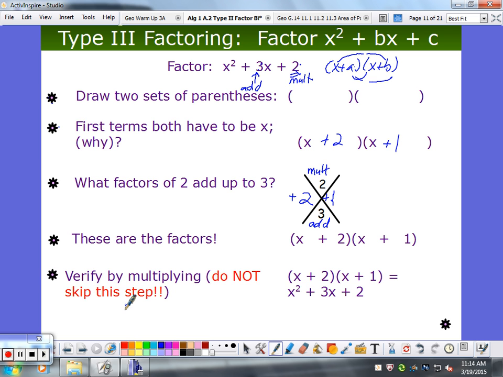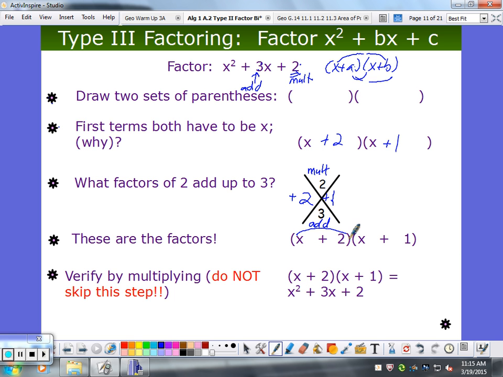Now, do you want to verify these? Yes. It's easy to make mistakes here. Look how it says in red: do not skip this step. I didn't write that on your paper, but you should. You see where it says in your steps, verify by multiplying? Do not skip these steps, because now I'm going to do that. And watch what happens.